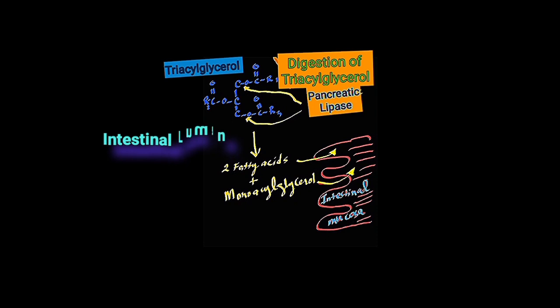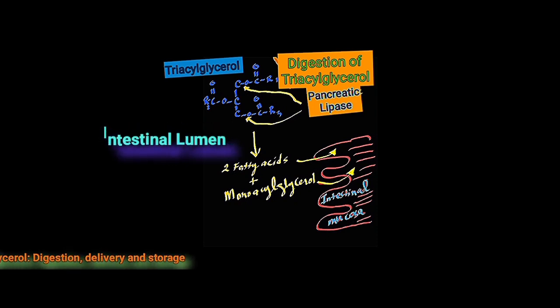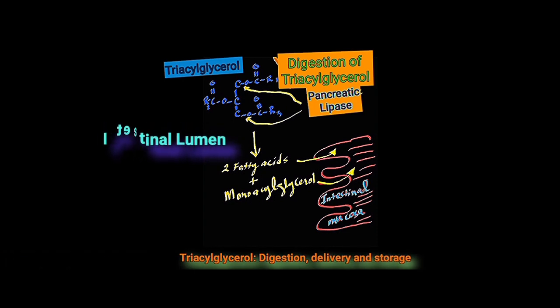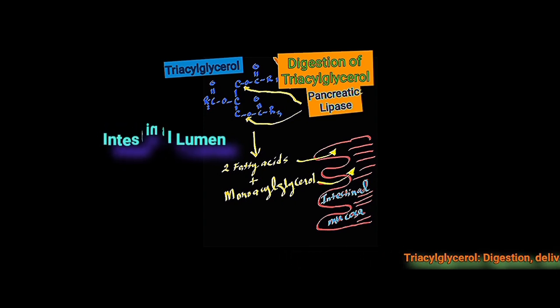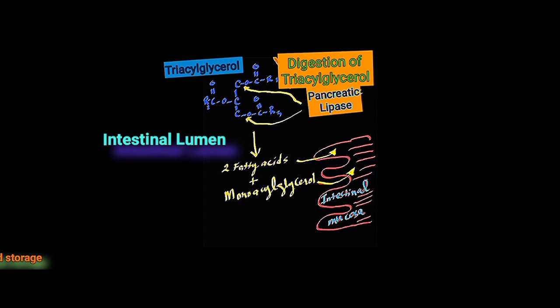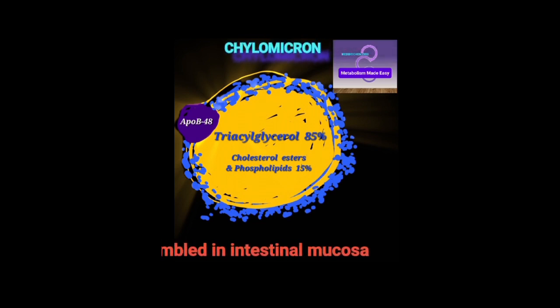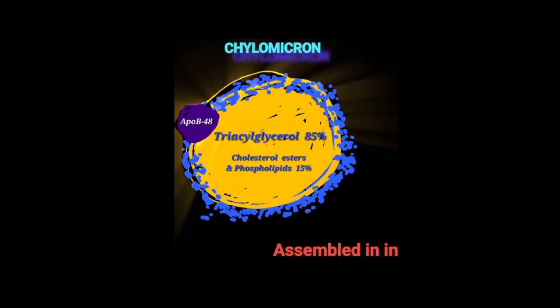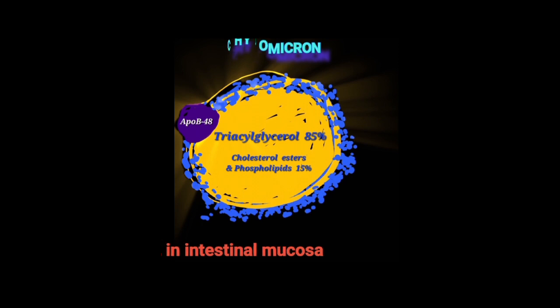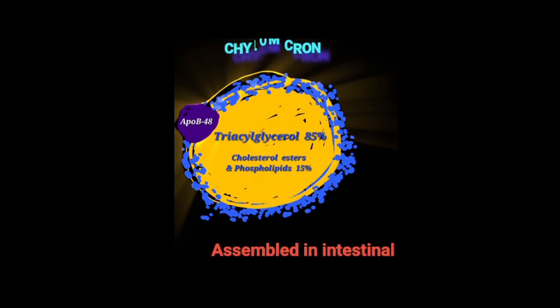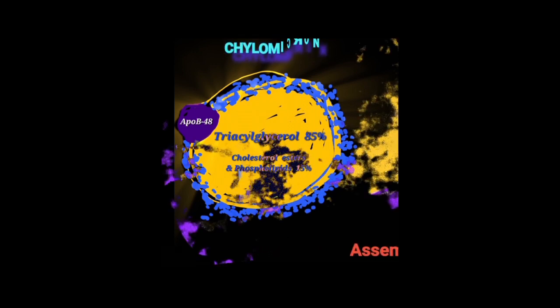Inside the intestinal mucosa, the resynthesized triacylglycerol is then repackaged with phospholipids, some cholesterol ester, and ApoB48 apoprotein into a lipid particle known as chylomicron. Chylomicrons are lipid particles assembled in the intestinal mucosa, and their composition reflects the composition of our dietary lipids. They're 85% triacylglycerol and about 15% cholesterol esters and phospholipids. The apoprotein ApoB48 helps in the release of chylomicrons into the lymph and eventually the bloodstream.